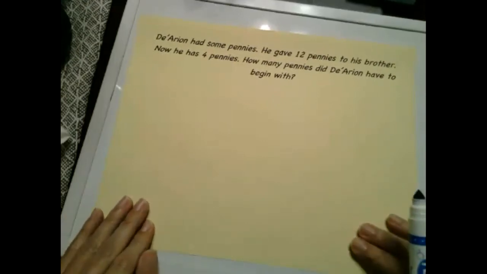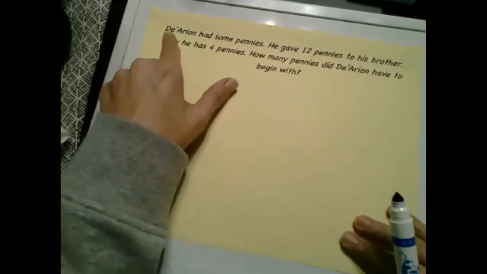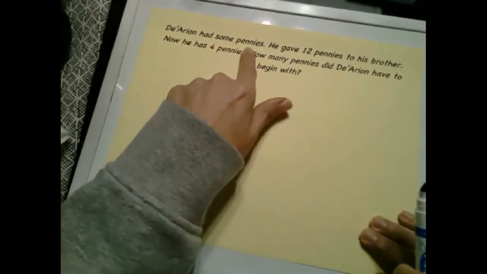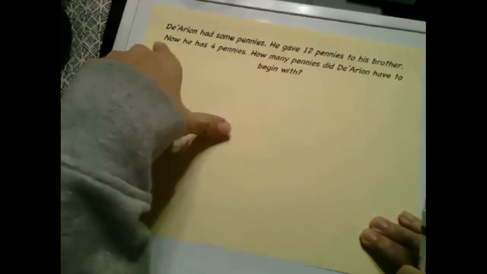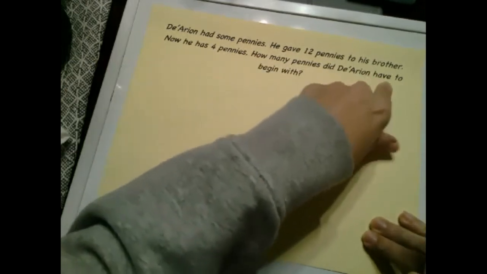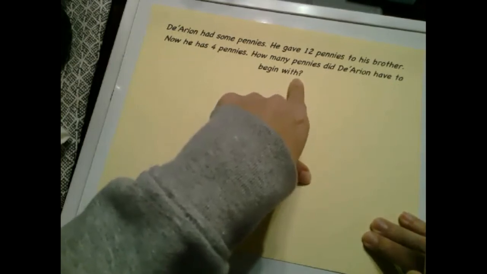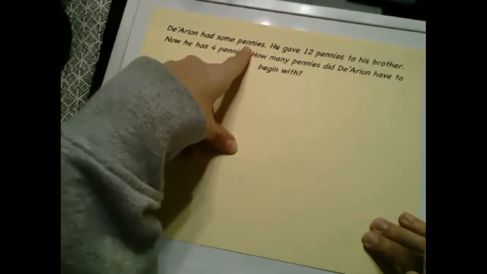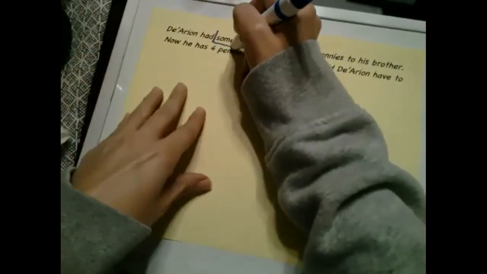Make sure that you're looking for all of the clues before you try to draw your equation. De'Arion had some pennies. He gave 12 pennies to his brother. Now he has 4 pennies. How many pennies did De'Arion have to begin with? So let's think through our problem and look for our clues. De'Arion had some pennies. Do we know how many he started with? No. So I know that that's going to be my box.